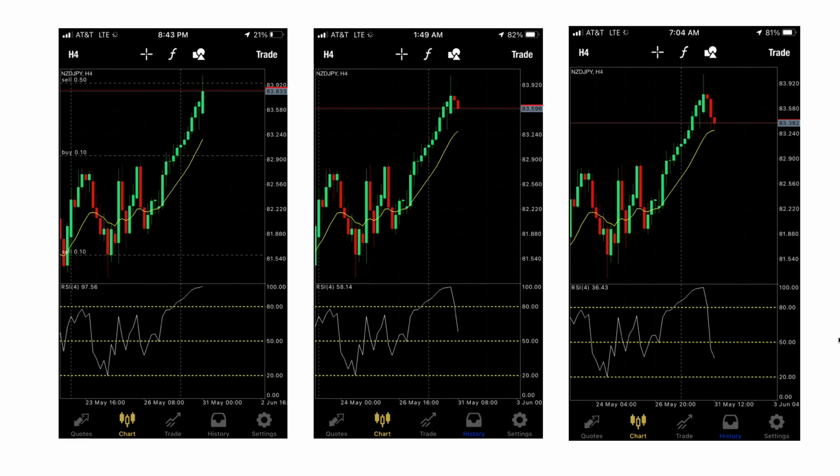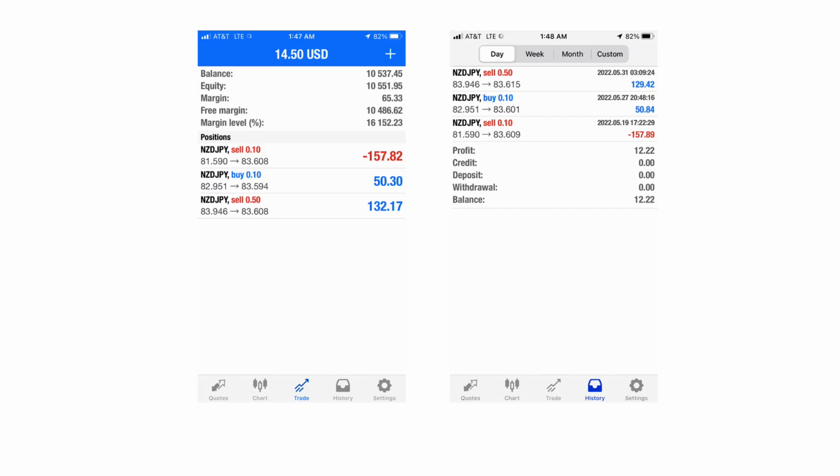It pulled back, and that's where I took all of my profit and I got out. Now, let's take a look at it here. Here's what I was seeing on my mobile device. Once I saw the first trade, the NZD sell that we went into, that's $157.82 in the hole. My hedge trade was a buy at 0.1, so that went $50.30 profit.